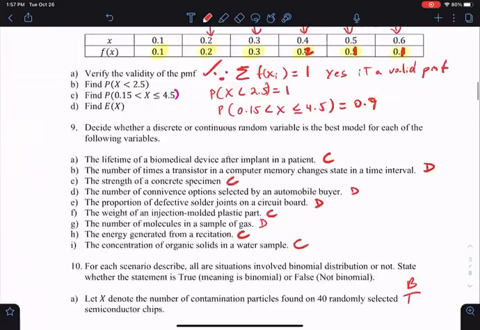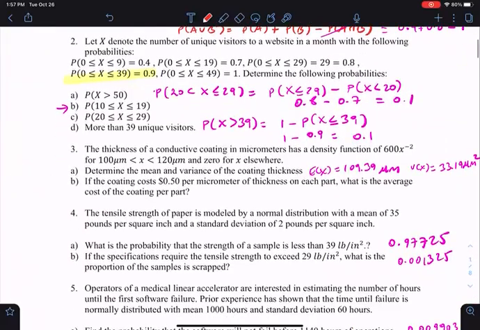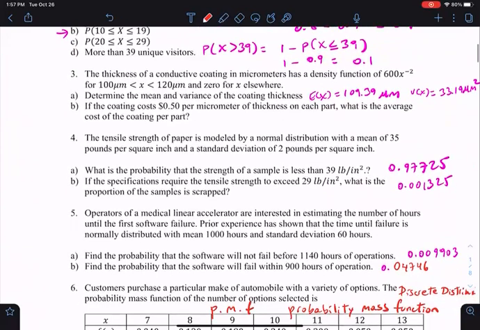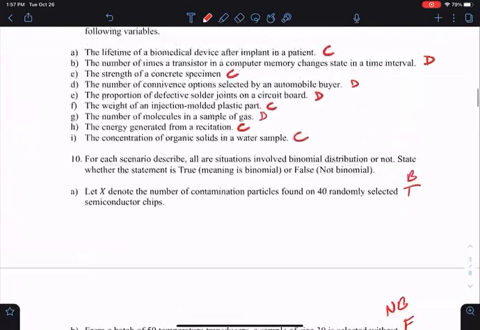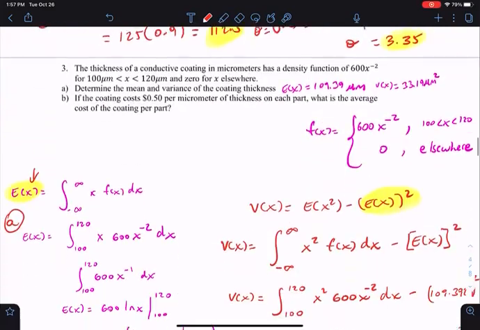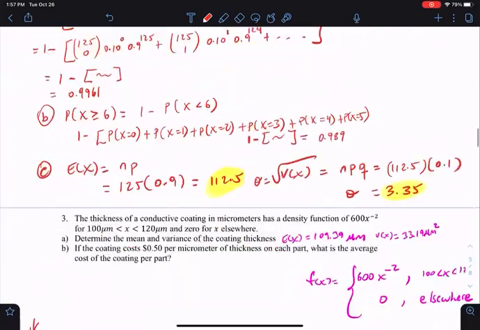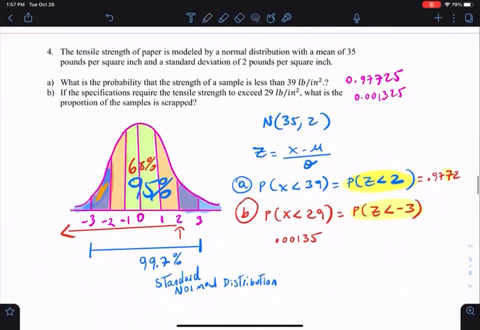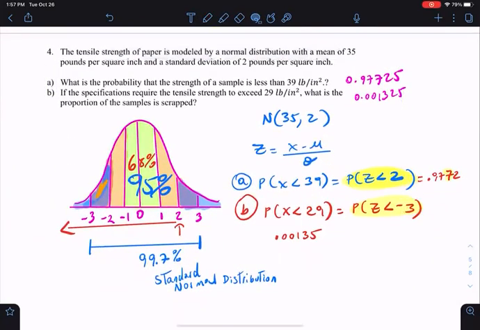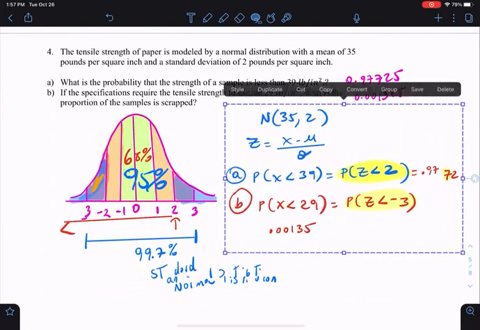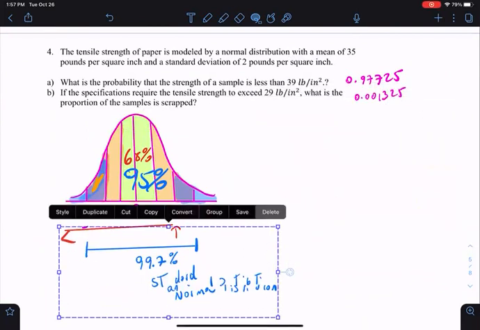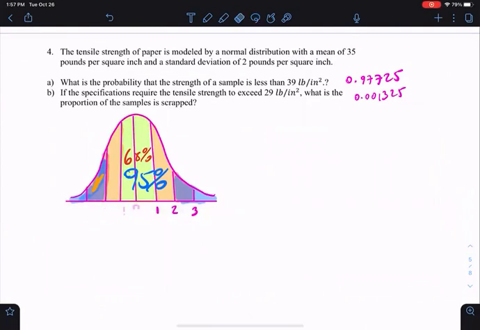Next question is asking for the tensile strength. That's another question, right? Okay, I think I did this here somewhere. The tensile strength. I'm going to keep the graph. Actually, I don't like this graph. I don't like the color. Okay.